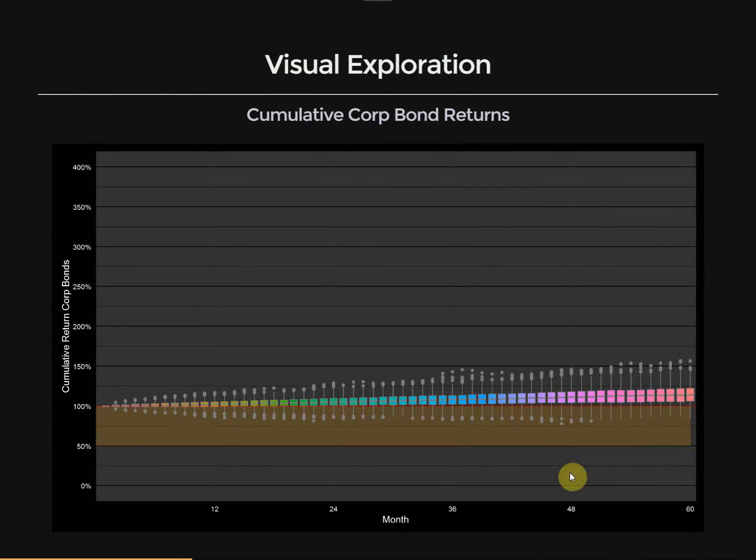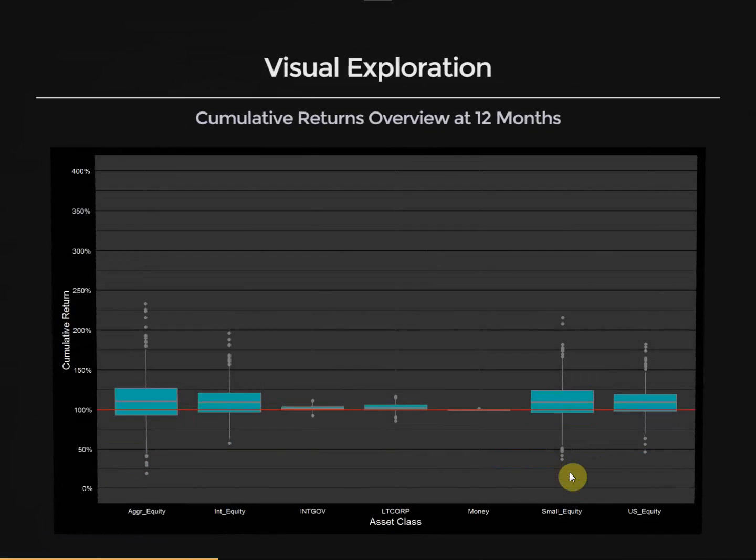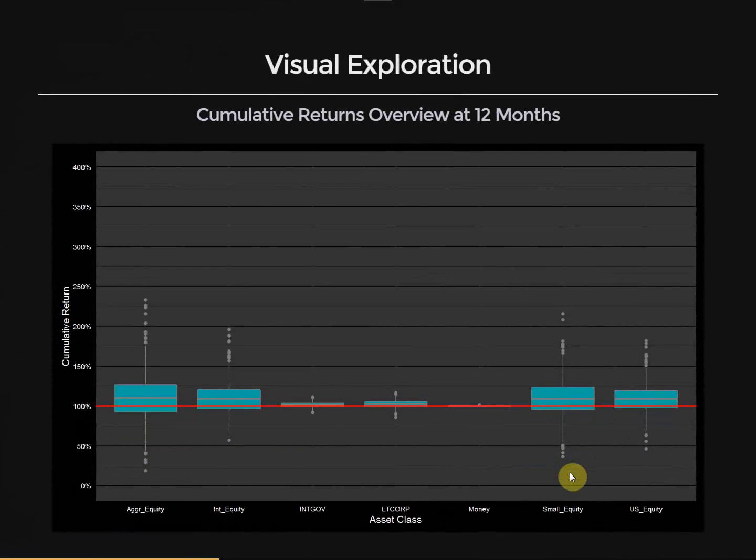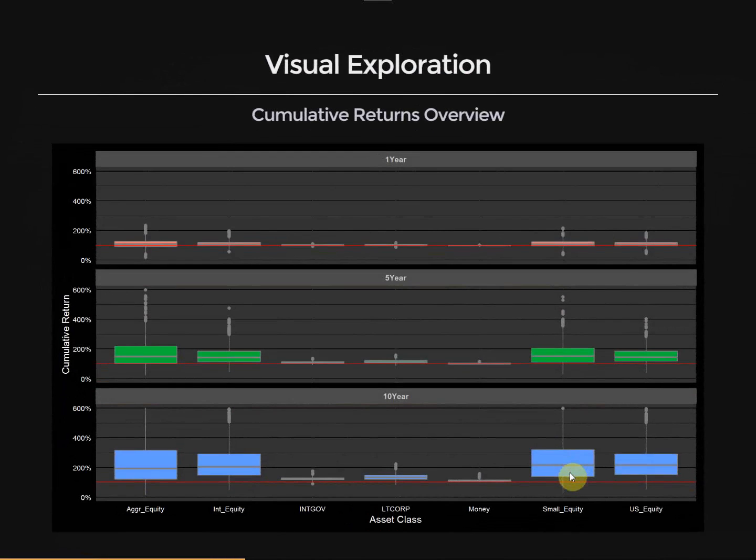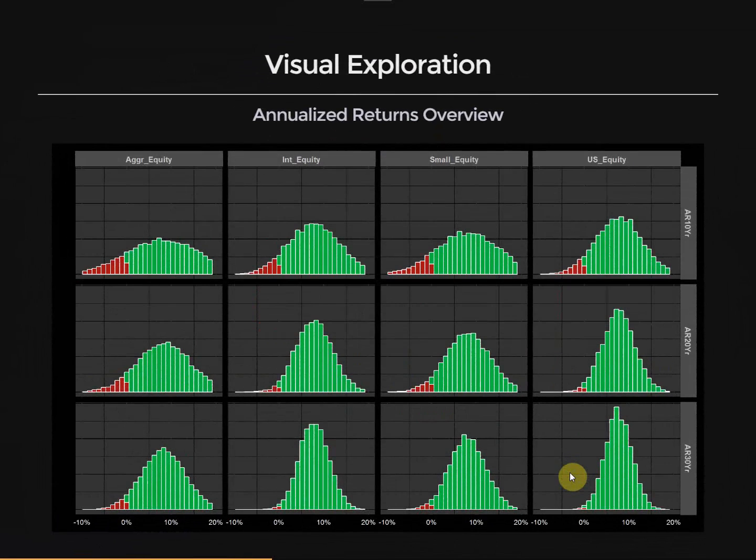These are all the data visualizations. They're box plots. We can look at the returns at a 12-month time period, and at 1 year, 5 years, and 10 years. The distributions of their annualized returns for different asset classes. So all we're doing here is analyzing the Monte Carlo engine, getting a much better understanding.